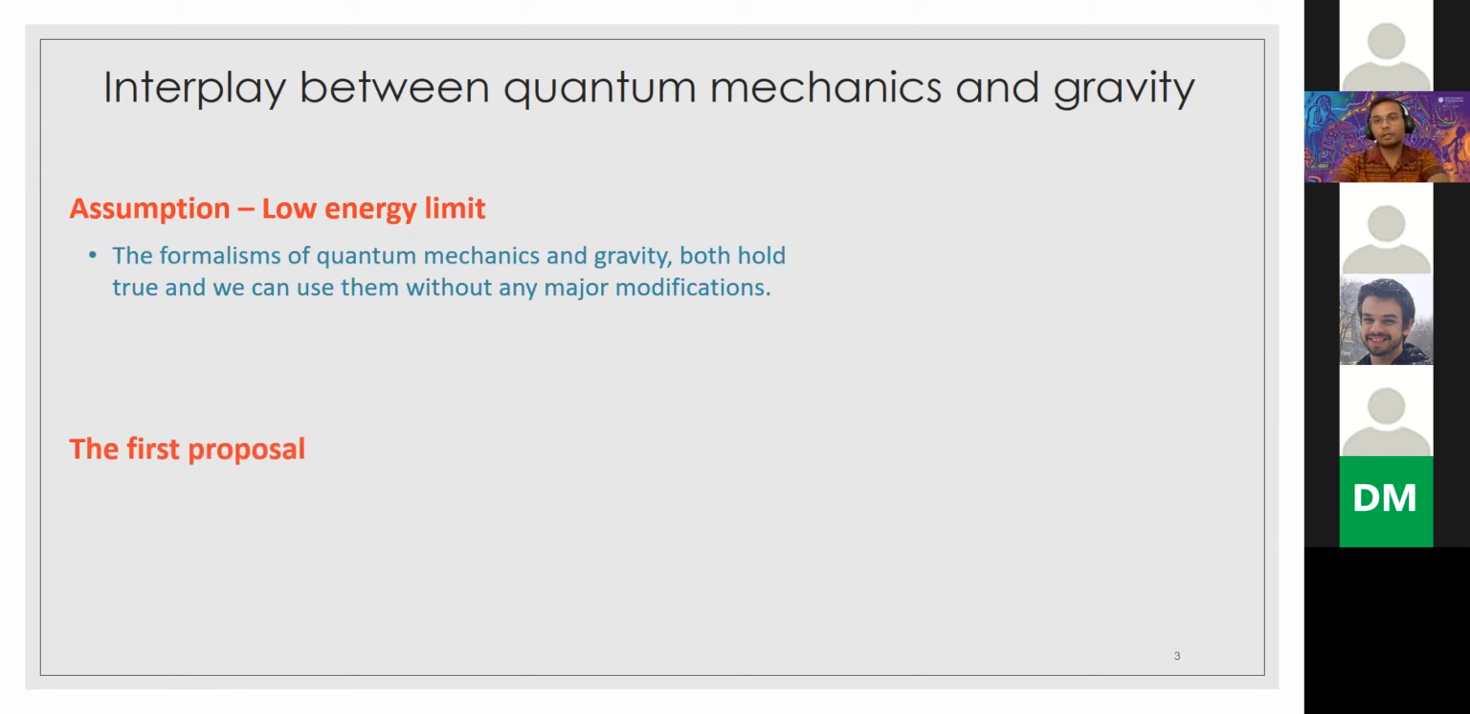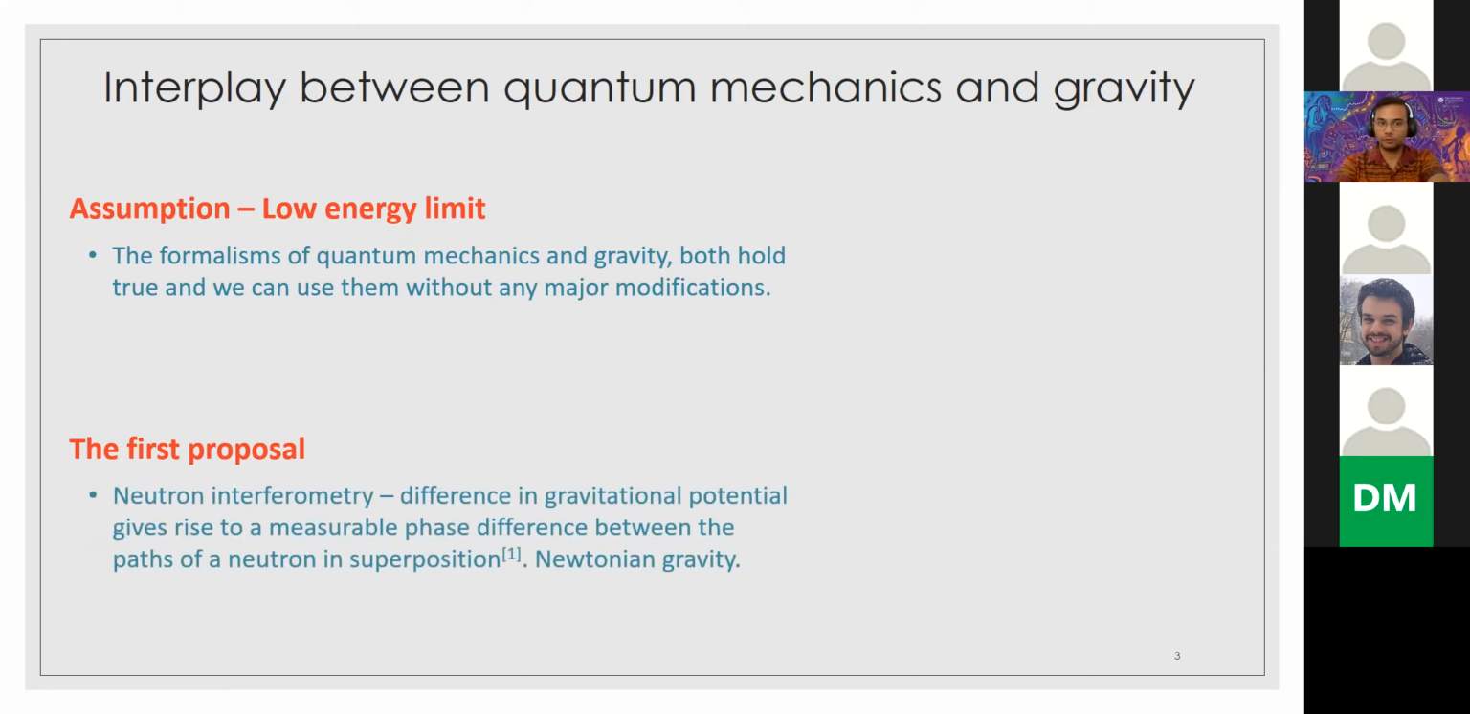The first proposal in probing this interplay between quantum mechanics and gravity was the COW proposal, which is neutron interferometry, where the gravitational potential difference gives rise to a measurable phase, though this effect is not just confined to gravitational potential difference. In general, it could be for other kinds of potential differences. This gives rise to a measurable phase between paths of a neutron, which is prepared in a spatial superposition.